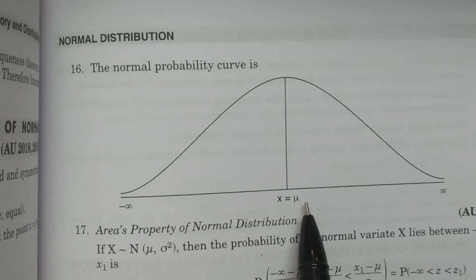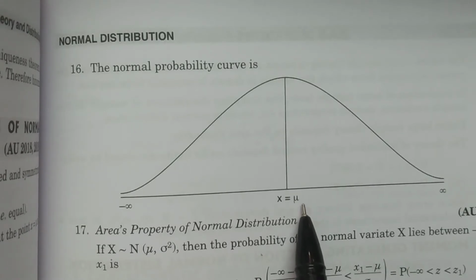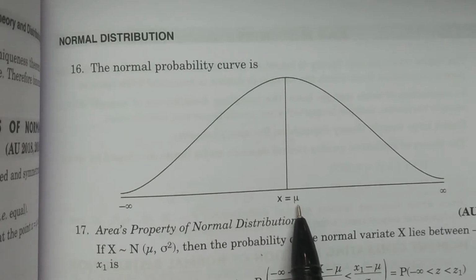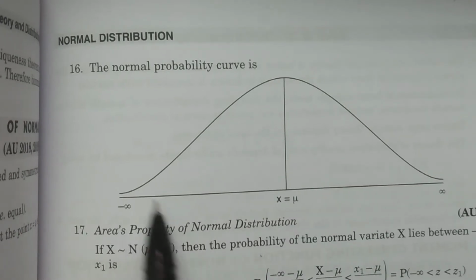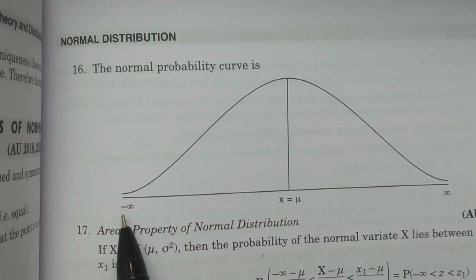So what is meant by symmetrical? Symmetrical means mean, median and mode are equal, coinciding at one particular point. I will explain all the properties later on. We will get to the properties now.